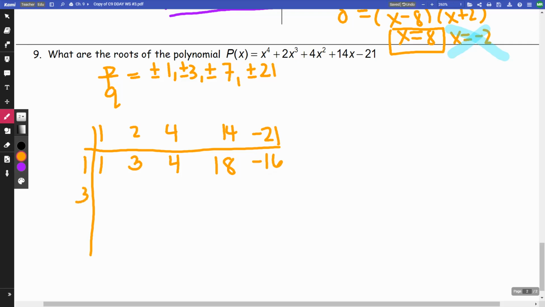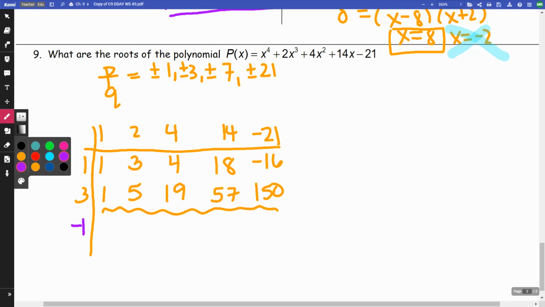Let's say I try 3. 3 times 1 is 3. I add it to 2, I get 5. 5 times 3 is 15. Sorry, I add it to 4, I get 19. 19 times 3 is 57. Okay, I see this is not going to be doing it. So I'll just finish it off. 57 times 3 is a 171 minus 21 is a 150. So when you see that we get all positive numbers here, I don't need to try the 7 and the 21. They're not going to work because that's an upper bound. So I need to go the other direction.